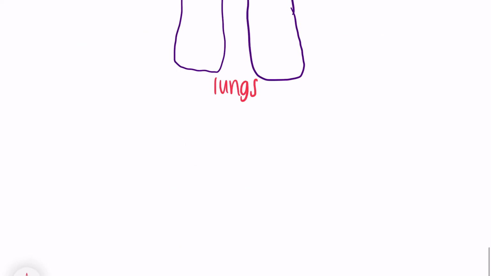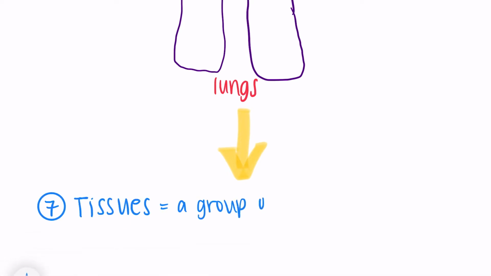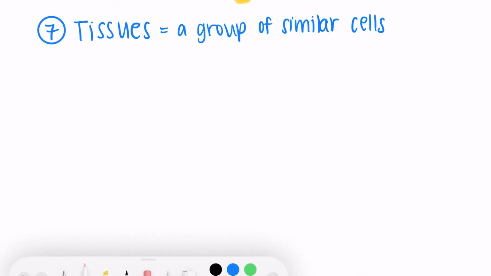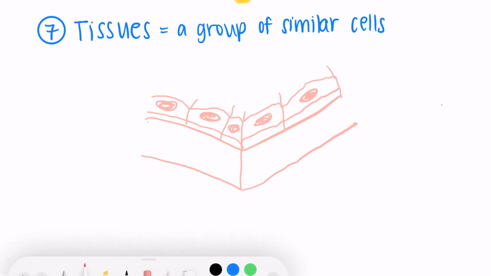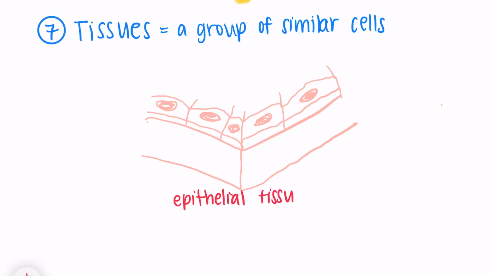If we zoom inside an organ, we will reach tissues. Tissues are a group of similar cells that look similarly and function similarly to support a certain purpose. For example, here I drew a 3D version of some epithelial tissue or skin tissue, which is made of skin cells. These skin cells all look the same and are clustered together to make up the skin tissue.